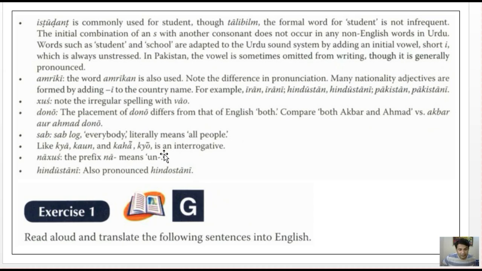There is some more explanation of how different words are used and how these have been developed from different languages. So you can go through that.